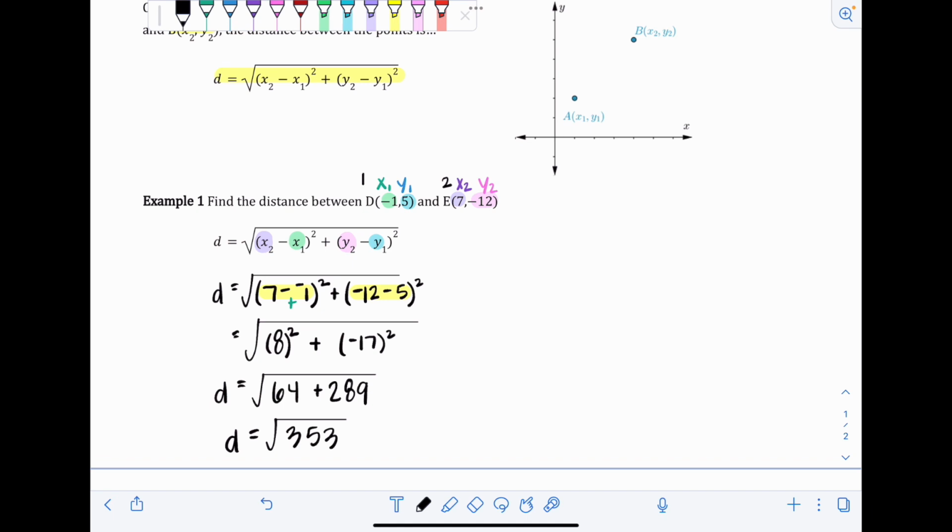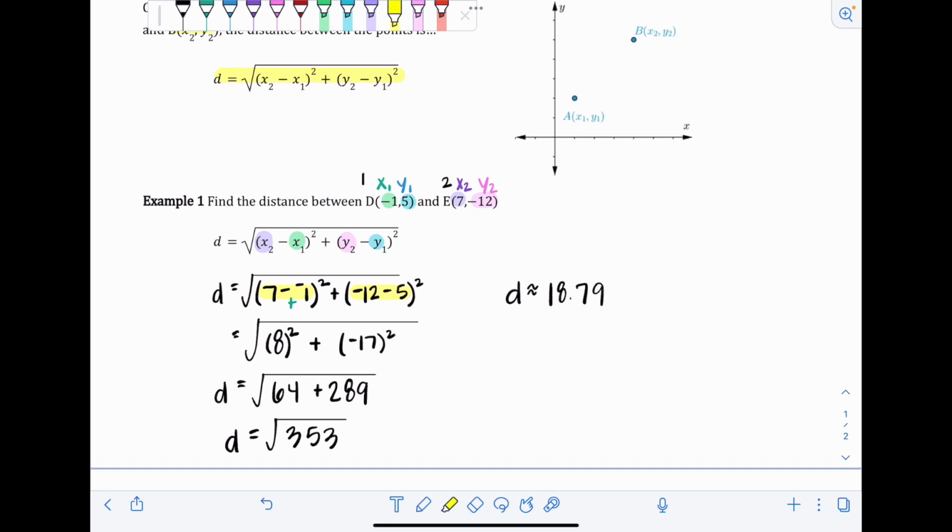So if you are using a phone calculator, you have to turn it sideways to get the radical up there. But you type in 353 and then take the square root of it, and it should be about 18.79. So the distance between those 2 points is approximately 18.79.